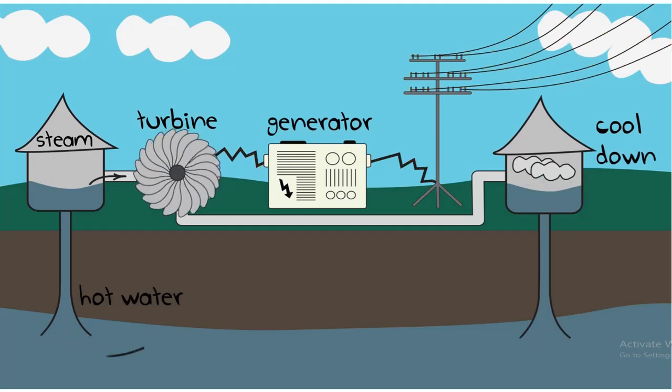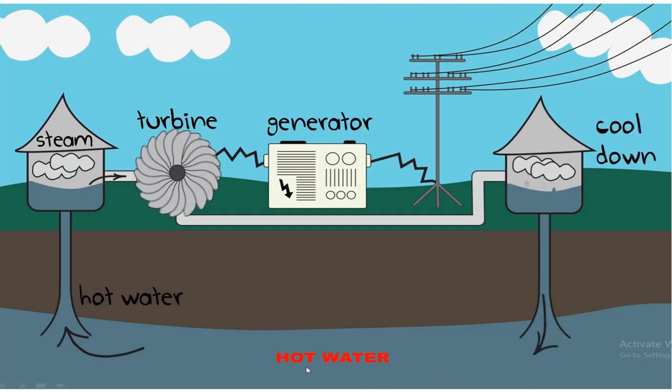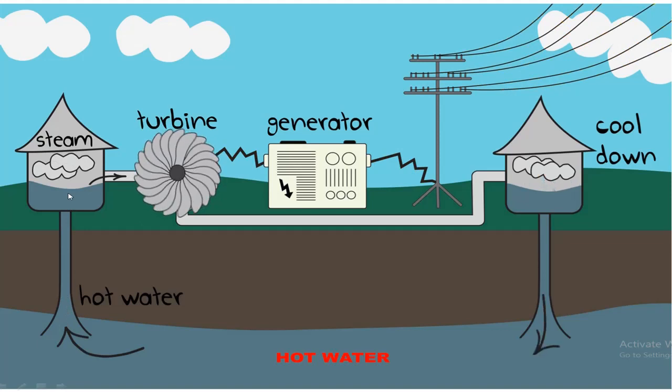Now, when we look at the first slide, there is an animation where hot water from underground enters a chamber through a well. This hot water gets converted into steam, which helps to rotate the turbine. As the turbine rotates, the generator connected to it generates electricity. This electricity is passed to our households or industries.